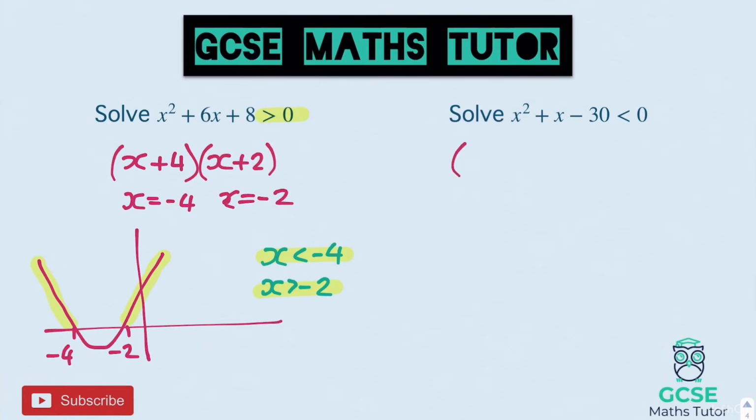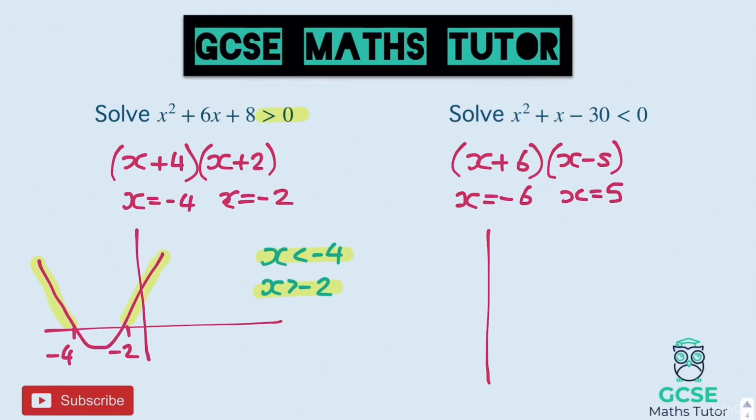This factorises as x plus 6 and x minus 5. That gives us plus 1 in the middle. And our two solutions for that are x equals minus 6 and x equals plus 5. And again, if we draw a little sketch of this, let's see what it looks like. We've got 1 in the negative, 1 in the positive. So we've got minus 6 and we've got plus 5.